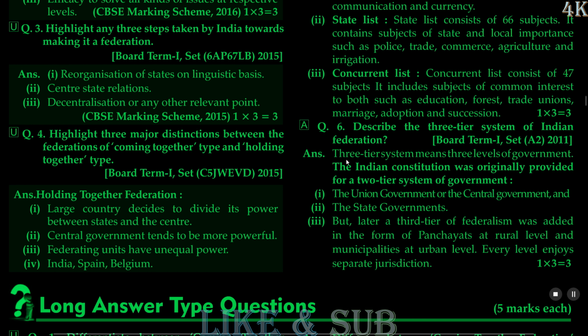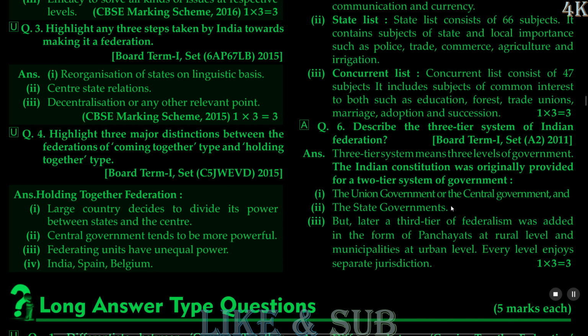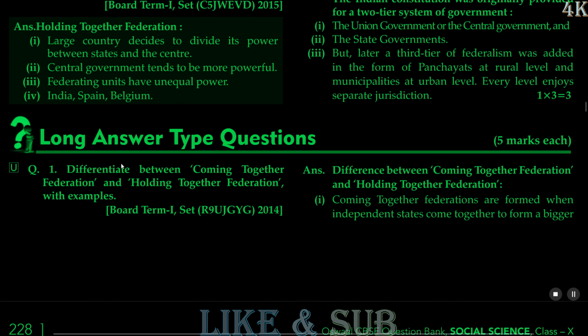Describe the three-tier system of Indian Federation. Answer: Three-tier system means 3 levels of government. The Indian Constitution originally provided for a 2-tier system of government. 1. The Union government or the central government, and 2. The state governments. 3. But later a 3rd tier of federalism was added in the form of panchayats at rural level and municipalities at urban level. Every level enjoys separate jurisdiction.